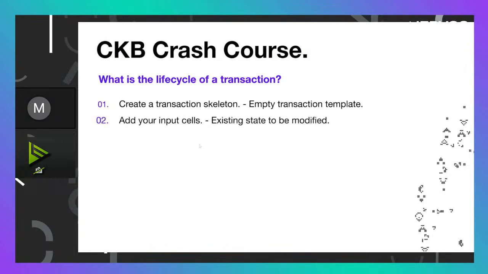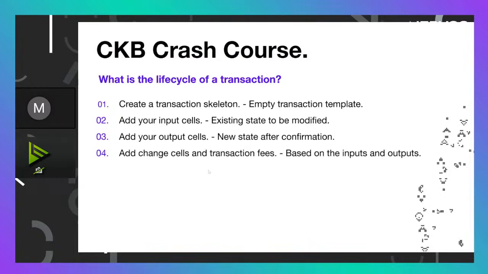You add your input cells. These are existing state that you need to be modified. You add your output cell. This shows the new state after confirmation. You add your change cells and transaction fees, and these are always based on the inputs and outputs. Usually you need to calculate this afterwards.